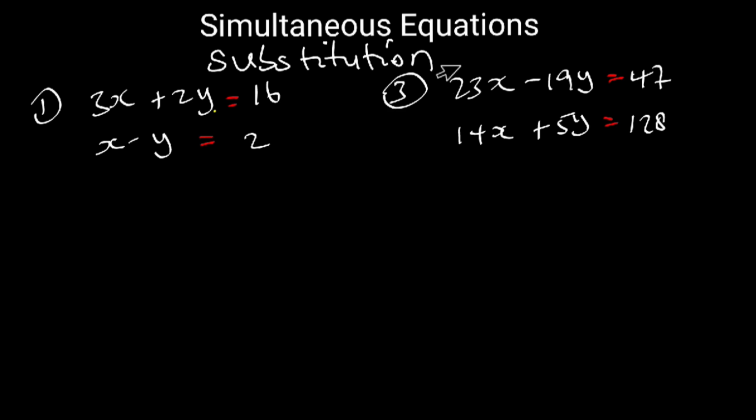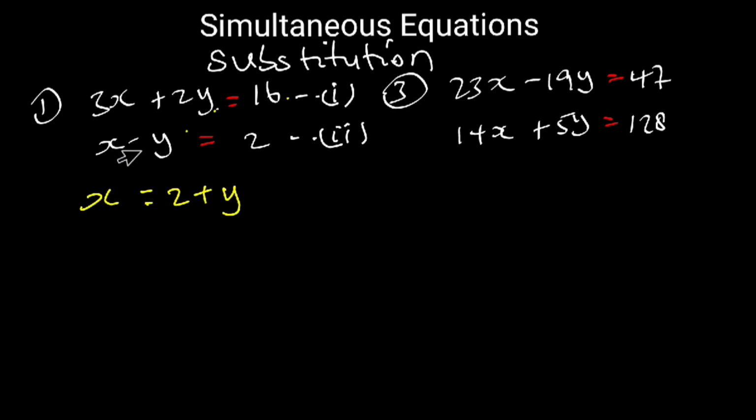Let's start with equation number 1. For this equation, we have 3x plus 2y equals 16. Let us say that this is equation 1 and this is equation 2. The goal is to make either x or y the subject of the formula in one of these equations. You can pick equation 1 or equation 2. So let's start with x minus y equals 2. Let's make x the subject of the formula. When we do that, we're going to have x is equal to 2 plus y.